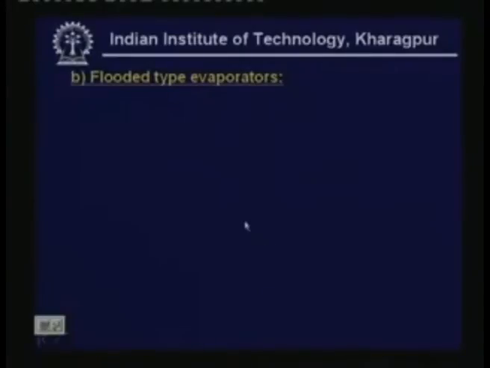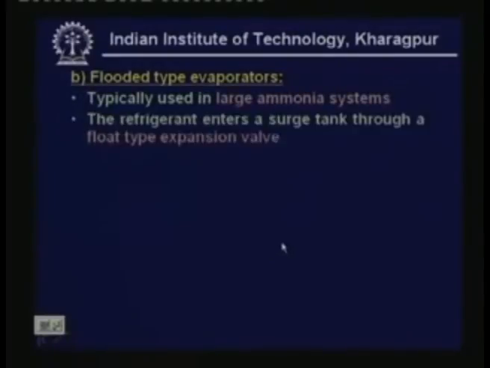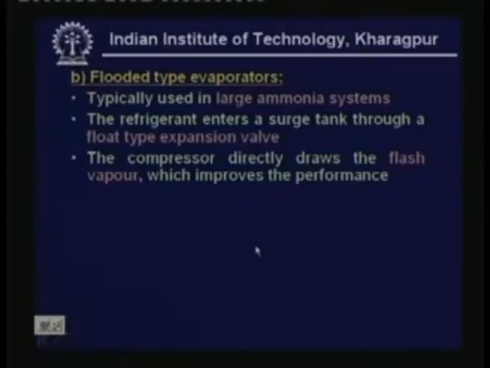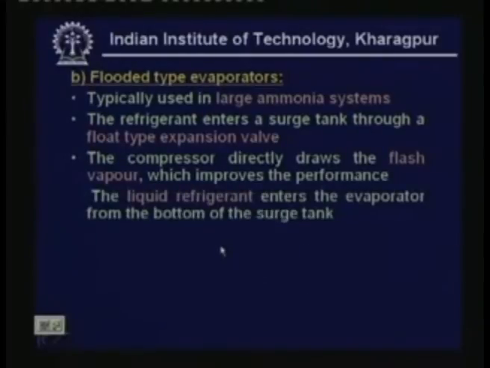Now let me quickly explain the second type, that is the flooded type evaporators. They are typically used in large ammonia systems. The refrigerant enters a surge tank through a float type expansion valve. The compressor directly draws the flash vapor, which improves the performance. As you know, once the flash vapor is not allowed to go to the evaporator, performance improves. We have seen this in multi-stage systems.